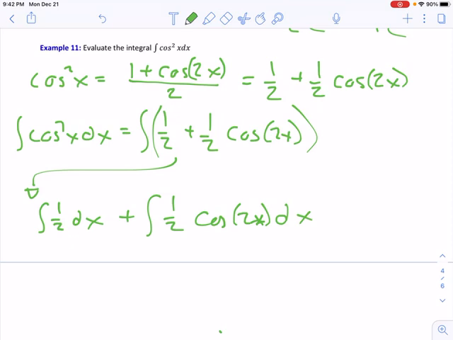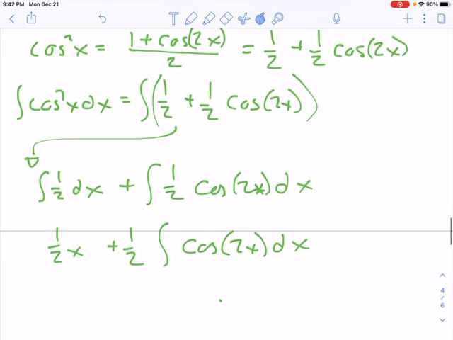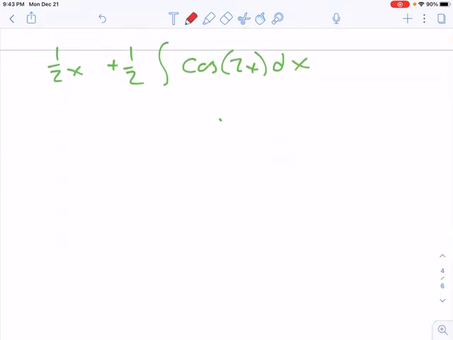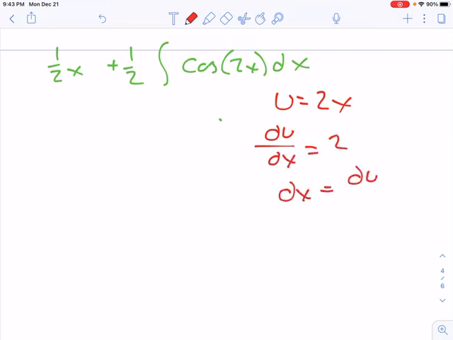Well, the antiderivative of 1/2 is simply going to be 1/2 x. And now what about this one? So again, I like to bring the 1/2 out in front, and so we have the cosine of 2x. What does any of this have to do with substitution? Well, here's where we can do the substitution. Because now I'm going to let u be equal to 2x. And so du dx is equal to 2, or dx is equal to du over 2.